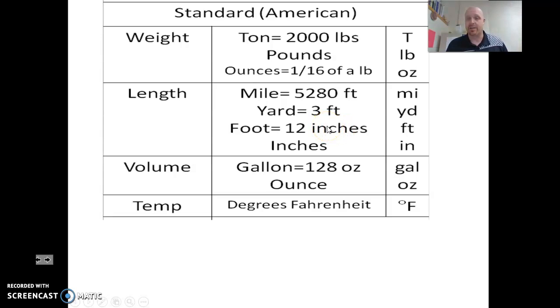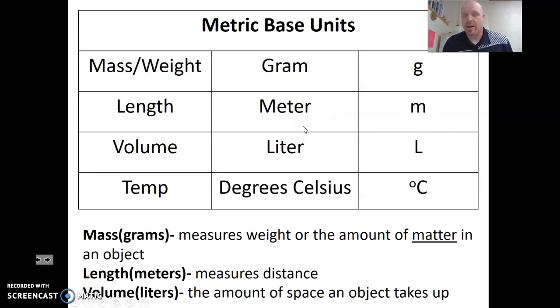In volume, we use gallons. In 1 gallon, there's 4 quarts, and then you got 4 cups in a quart, or you got ounces. So there's a lot of different meanings. And in temperature, they use the degrees Fahrenheit. Metric system, I like a whole lot better.